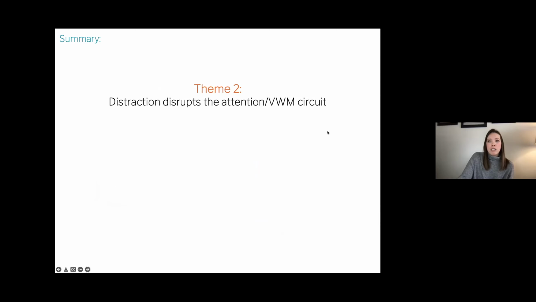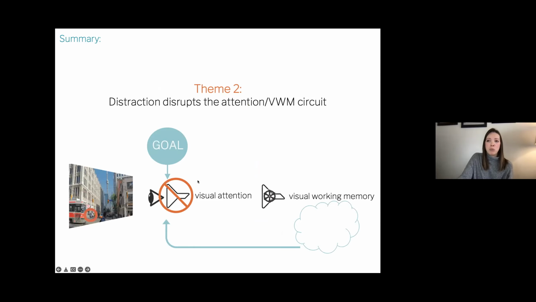And distraction disrupts this attention visual working memory circuit altogether. So we attend to items that fall outside of that control set. We encode those representations so they intrude into memory, and then they bias subsequent search.